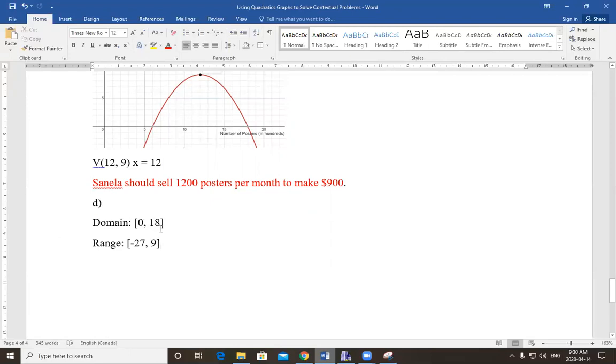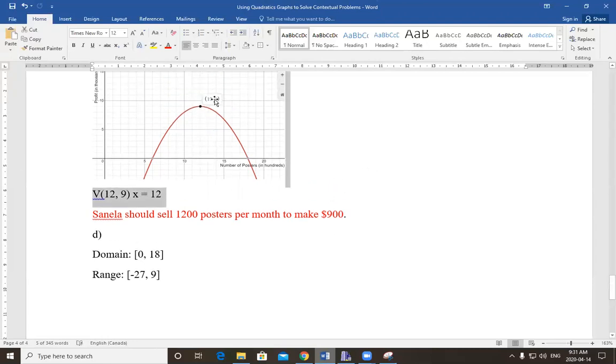The domain would go from 0 to 18, because of course she could sell 0 posters, not sell anything at all and lose $27,000, and she could make 1,800 posters per month. Anything more than that, she's going to lose money. So the domain in context is 0 to 18 inclusive, and the range is the negative 27, which represents the profit lost, negative $27,000, all the way up to a maximum of 9, which represents $9,000. So I wrote that wrong, sorry. All right, so domain and range in context.